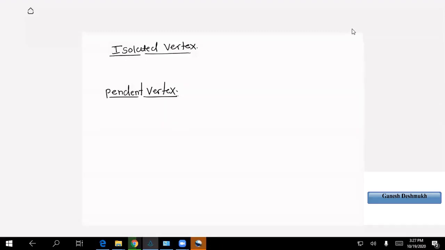Now what do we mean by isolated vertex and pendant vertex? Now consider the graph with 6 vertices. There is one vertex D whose degree is 0. Now, how do you define an isolated vertex and a pendant vertex?